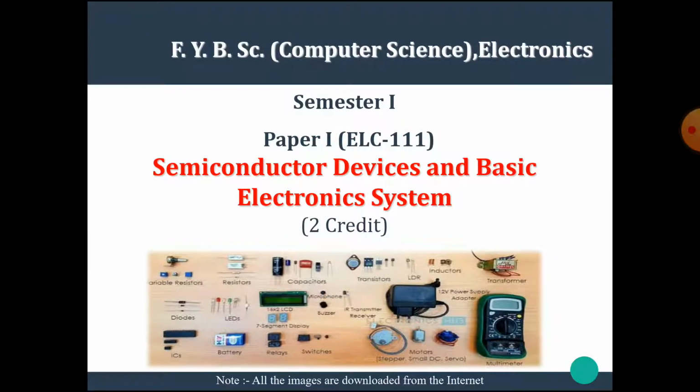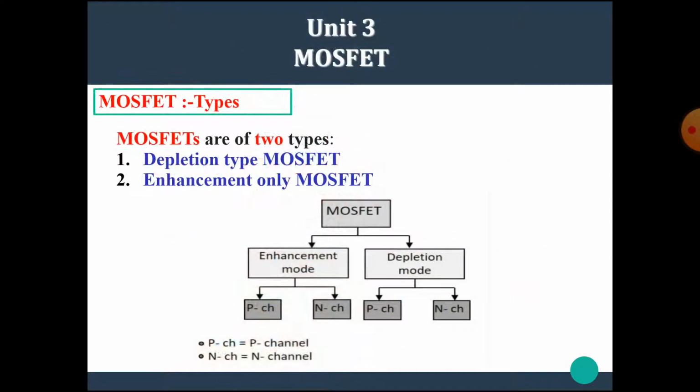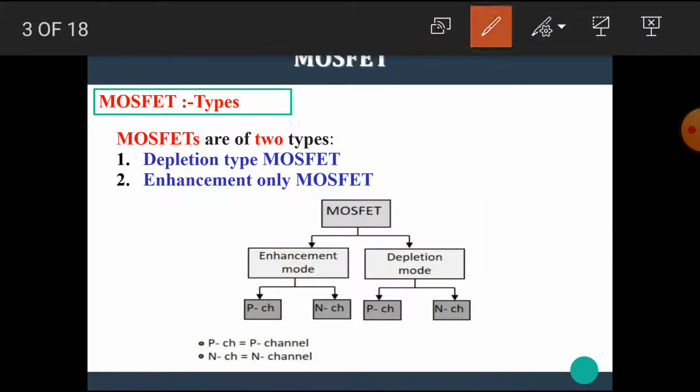In the previous video, we have seen the working of N-channel D-MOSFET and the other details of the MOSFETs. The link of the previous video is available in the description box. Please check it. Now, in this video, first of all, let's summarize our previous lecture.